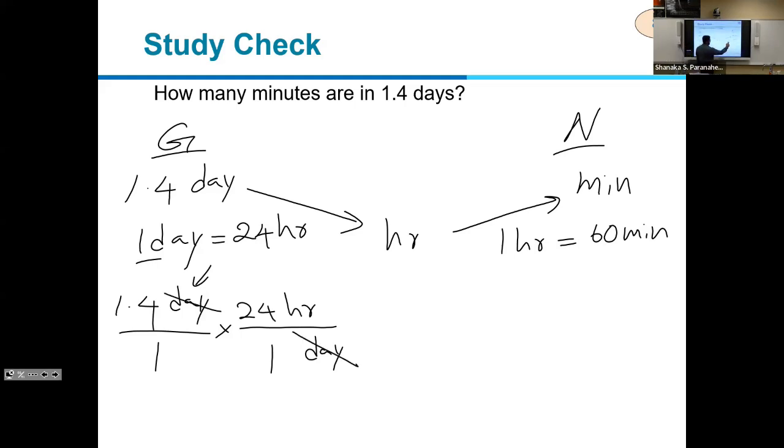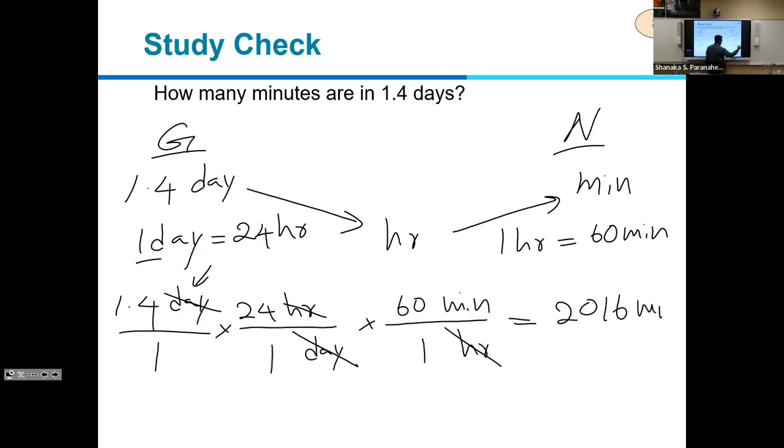The next one, convert hours into minutes. 1 hour is 60 minutes. So this is going to be 2016 minutes. We are not done yet because we need to consider significant figures. 1 hour is exactly 60 minutes. These are exact values. 1 day is exactly 24 hours, exact. This is going to be the measured value, 1.4 days, so it has two significant figures.